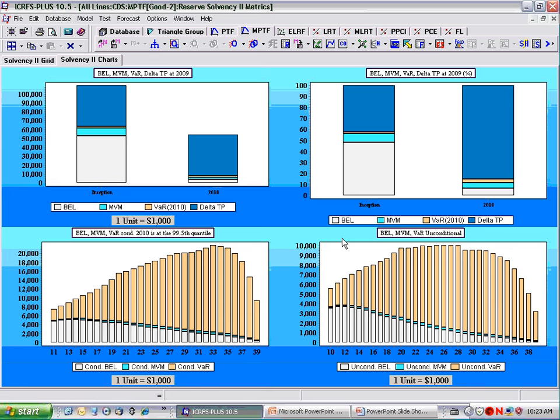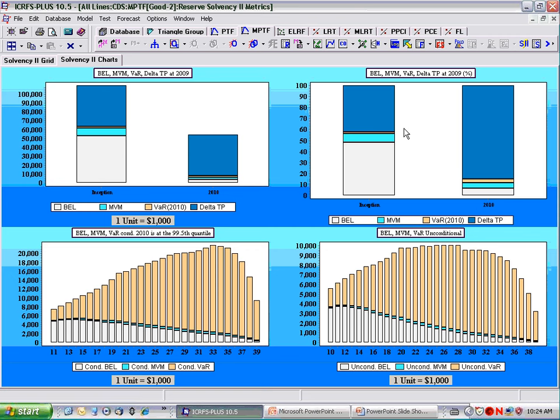Well, you can see the scale. If you look at the conditional, it goes up to 20,000, whereas the unconditional only goes up to 10,000. So that's the conditional mean, conditional MVM, and conditional VAR. It's the total amount of money you need each calendar year, and you can see the conditional numbers go up to 20,000, whereas the unconditional only go up to 10,000. So the delta TPs are extremely large numbers.